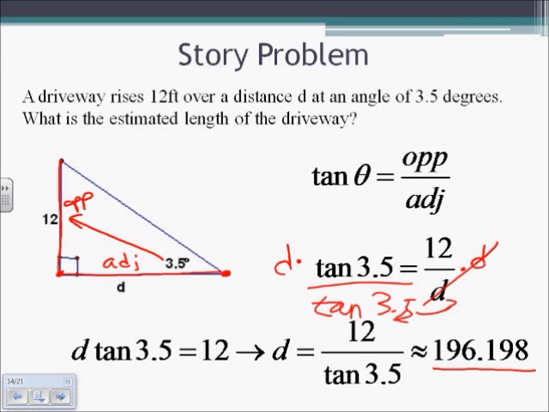So again, if the denominator has the variable, you need to multiply the variable on both sides and divide by the trigonometric function. Good.